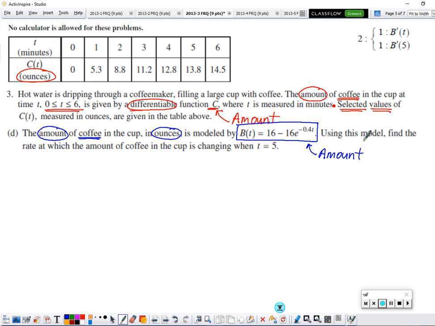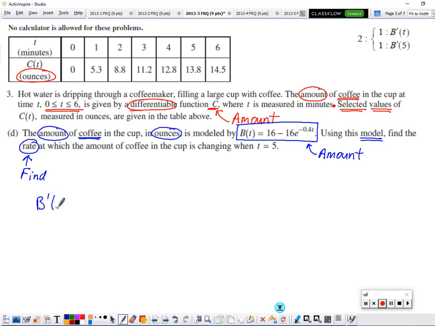Okay, using this model, I'm supposed to find the rate. So now I'm looking for a rate, the rate at which the amount of coffee is changing when t equals 5. If this is the amount of coffee, the rate at which the amount changes is simply a derivative. No calculator allowed, so I go to work.